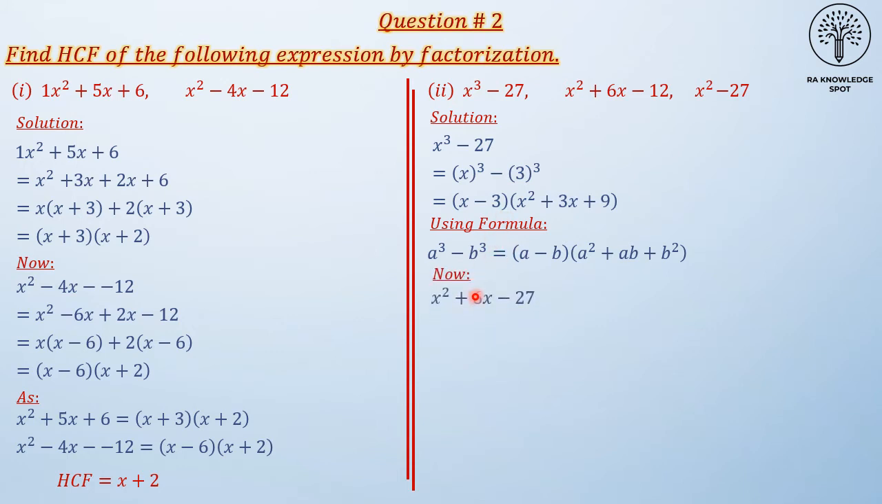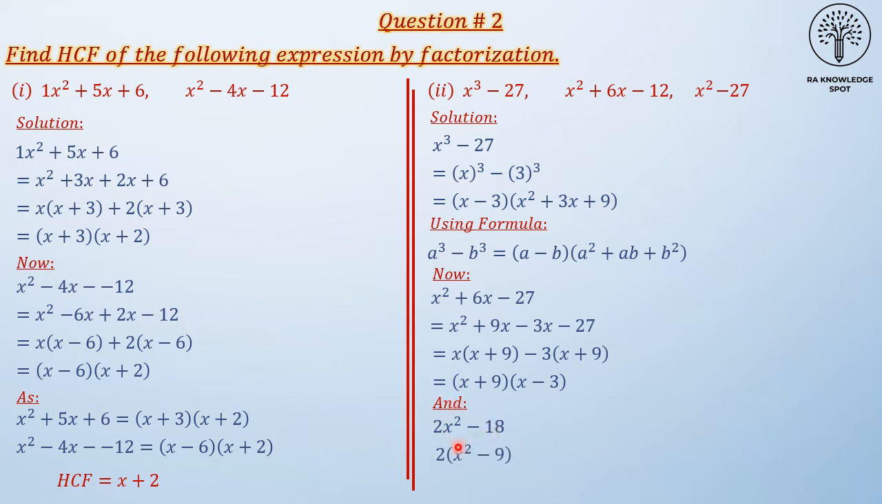Now what we have to do, you just have to select this one, again factorization by this method. 9 3s are 27, 9 minus 3 is 6x. Now what is common? Then x plus 9 and x minus 3. Again, now you have to take this term, x cube minus 27. Now this one, 2x square minus 18. Now what is common? 2 is common, x square minus 9.